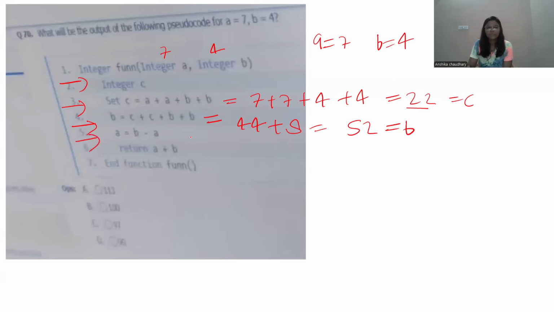And in line number 5, we need to update the value of A by taking B minus A. So what is the value of B? 52 minus A. A was 7, so it will become 45, right? Now return A plus B. A value is 45 now plus B, which was 52. So it will become 97, and option number 3 will be the correct answer for this question. I hope it is clear to you. Alright, let's move on to the next question now.